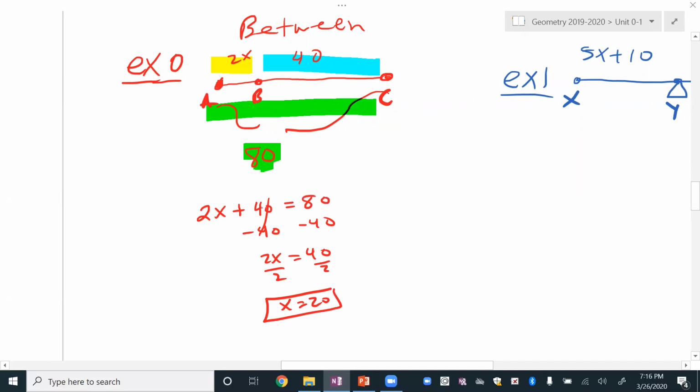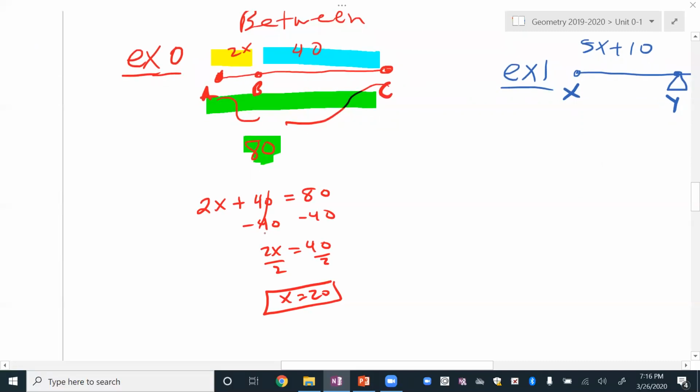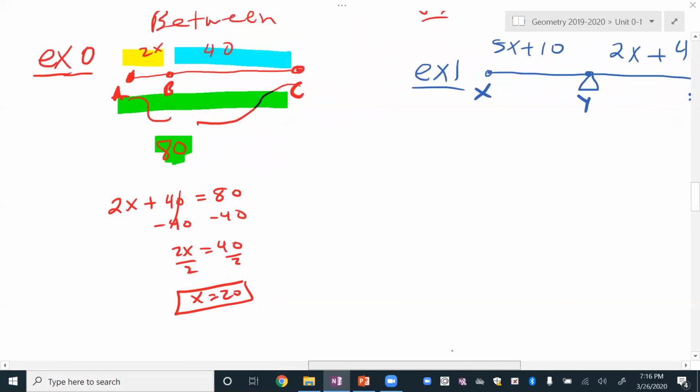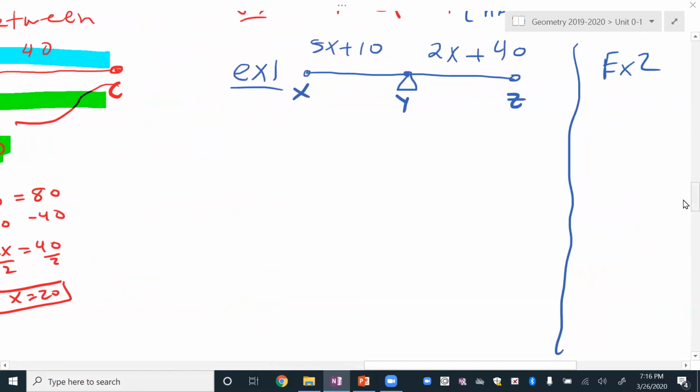Now, this is how you solve for it. Sometimes they'll ask you to solve for a certain line segment and so forth, and you can plug it back into whichever color you need to find: yellow, blue, or green. This is just to guide you on how to set it up.